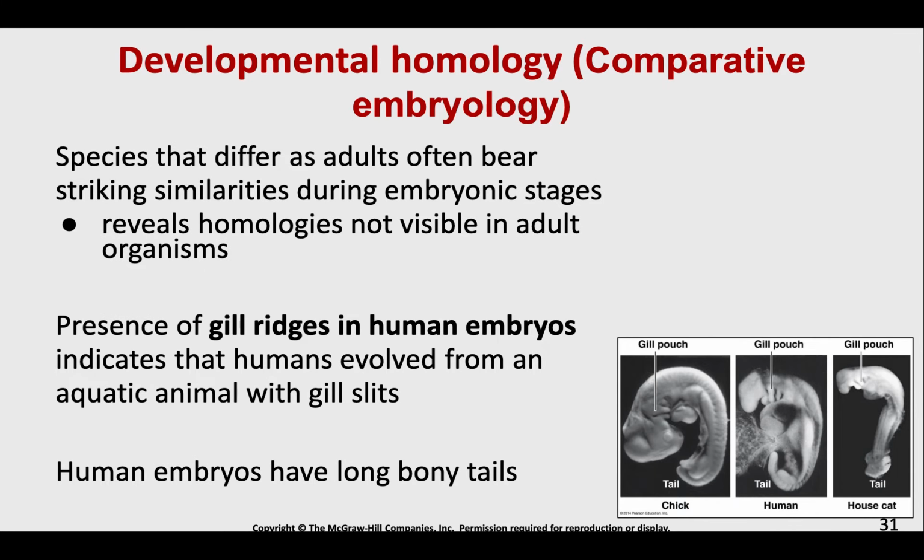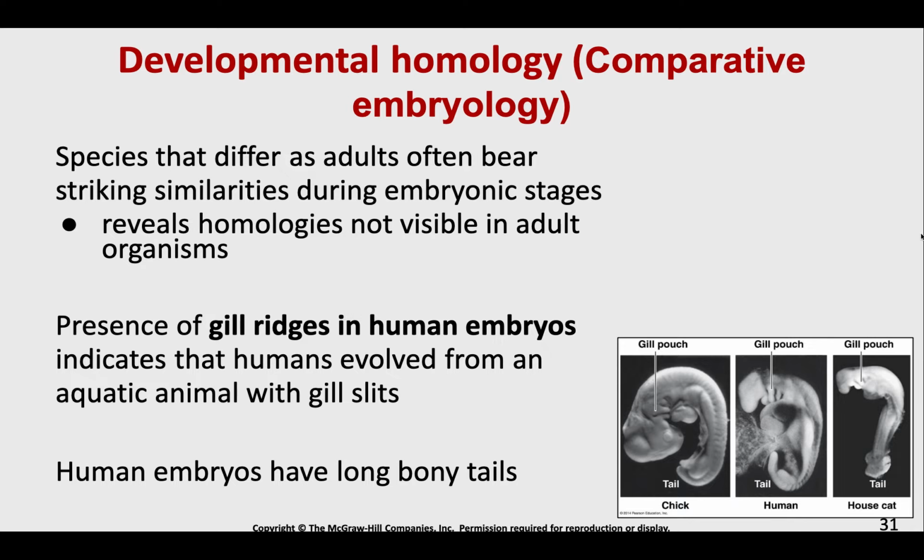So that was anatomical homology. Let's talk about developmental homology. When we talk about developmental homology, we're talking about before an organism is born. We're revealing homologies that are not visible in adult organisms, but we can see them in their embryonic form. A good example of embryonic homology, also called comparative embryology, are gills.